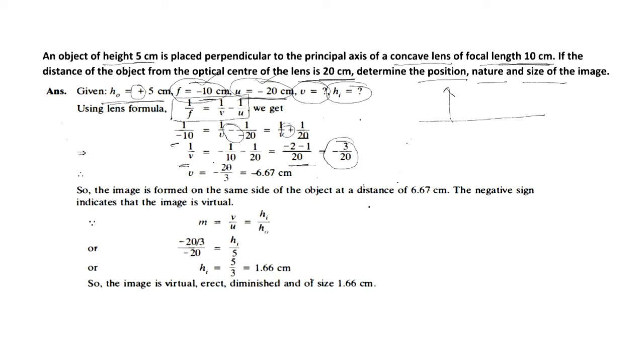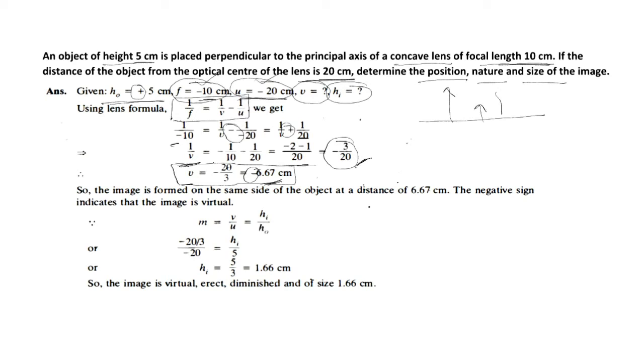Look, 1 by v is equal to minus 3 upon 20. Taking reciprocal, we have v is equal to minus 20 upon 3, which is equal to minus 6.67 centimeter. Clear? So this negative sign indicates that the image will form left to the optical center.